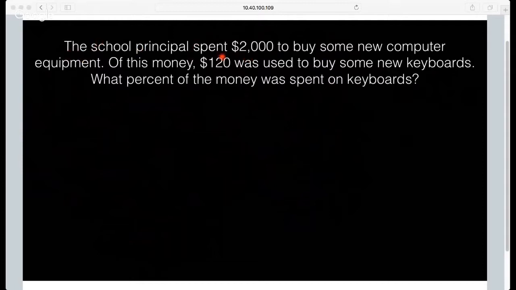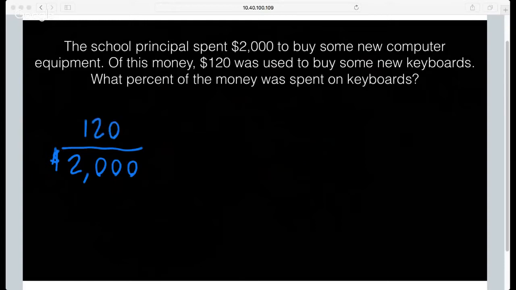The school principal spent $2,000 to buy new computers. He spent this total amount. This is the whole amount, okay? Again, it's important for us to identify what's the whole. The whole here is $2,000, okay? I'm going to put the whole on the bottom. For computers. Of this money, of this whole, part of it, 120 of it, was used to buy keyboards. Part of it, how much was that part? 120, okay? So far we have a whole amount, we have a part.